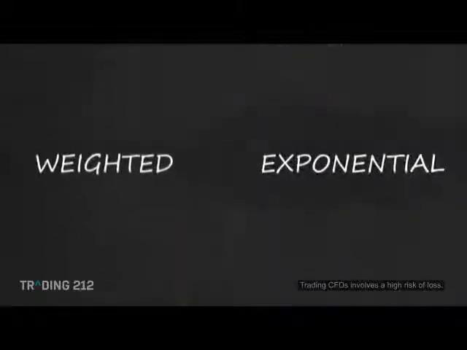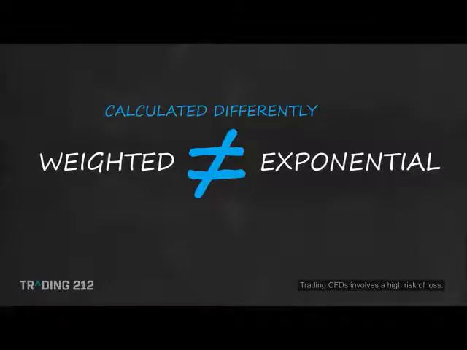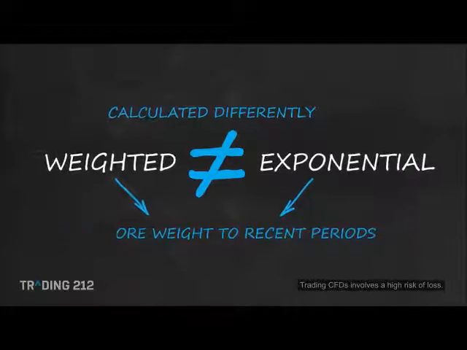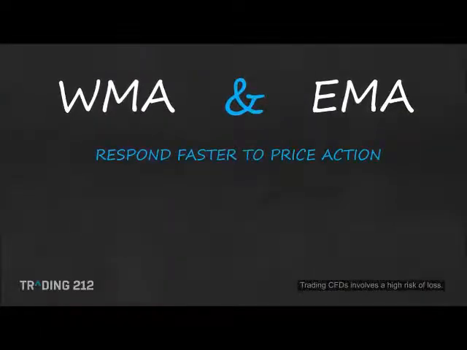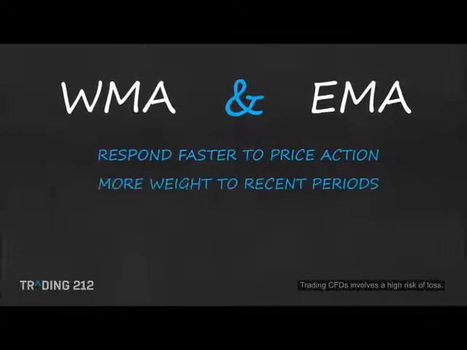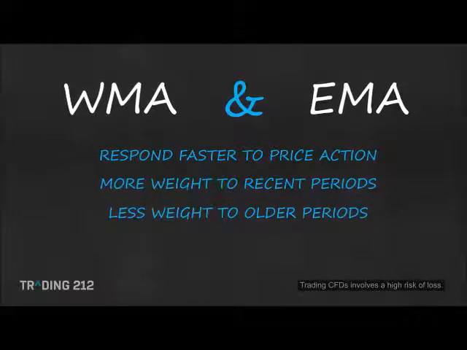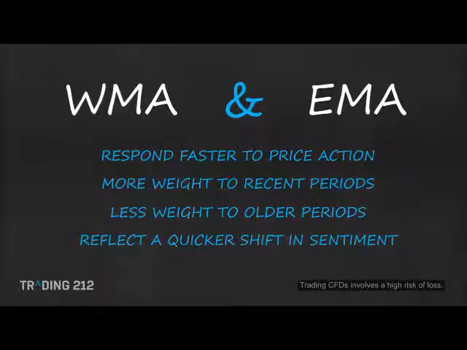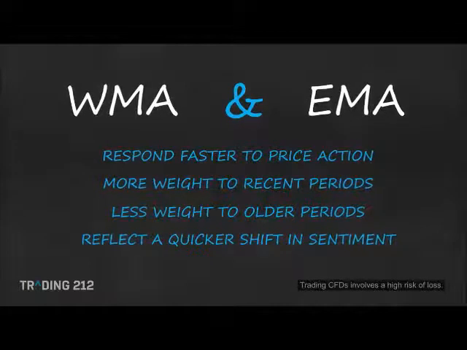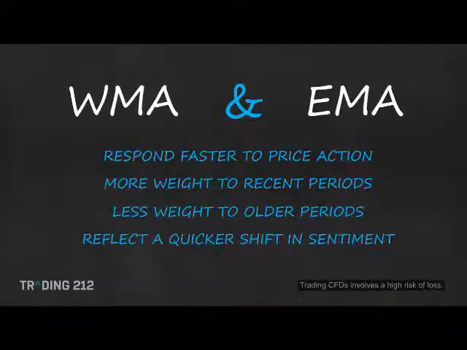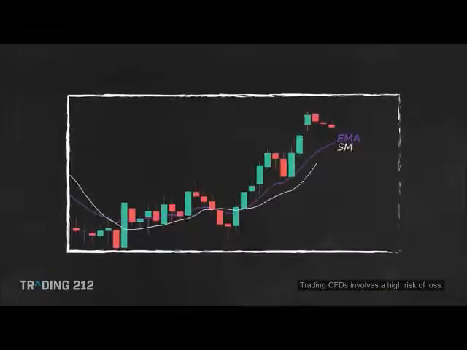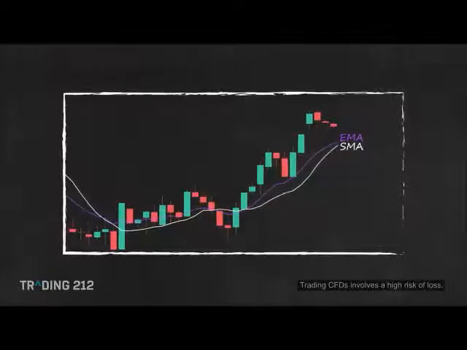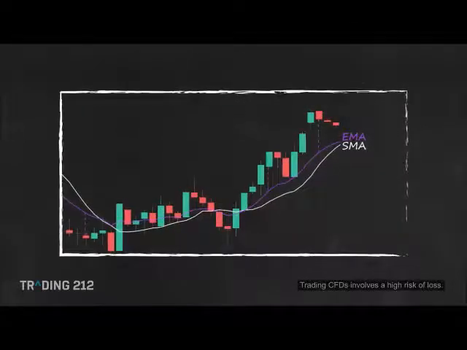The weighted and exponential moving averages are calculated differently from one another, but both types give more weight to recent periods and thus more emphasis on what traders are doing at the moment. So as a result, weighted and exponential moving averages respond faster to price action by distributing more weight to recent periods and less to older periods. They reflect a quicker shift in sentiment, which can be due to changes in supply and demand or important news events that impact the traded instrument. To illustrate what we mean, if you were to plot an exponential moving average and a simple moving average on a chart, you will see that the exponential moving average is closer to the current price than the simple moving average.